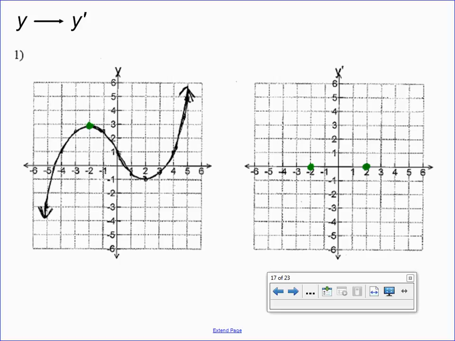When y is increasing, I need positive y prime values. When y is decreasing, I need negative y prime values. And if we go so far as to assume polynomials, that looks like what degree polynomial, at least for this window? What degree polynomial does that appear to be?